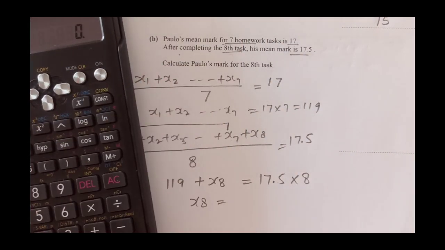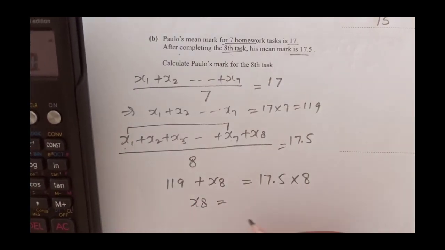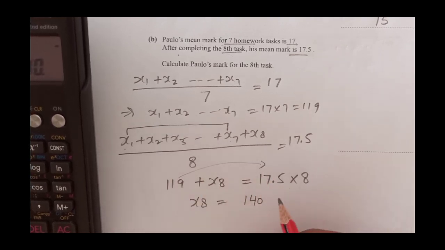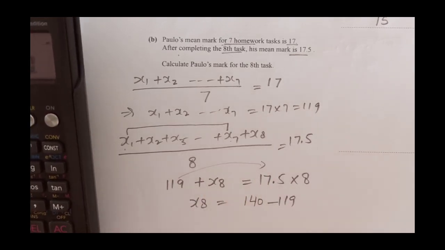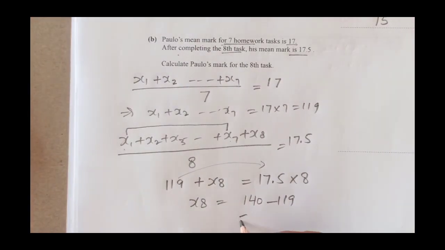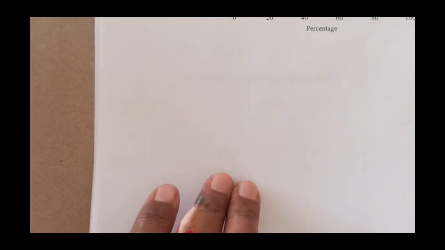x8 plus 119 equals 17.5 times 8. Let me do it. 17.5 times 8 is 140, minus this 119 is going to subtract, so this is 21. So the 8th value is going to be 21. Okay, now let's move to the next part.